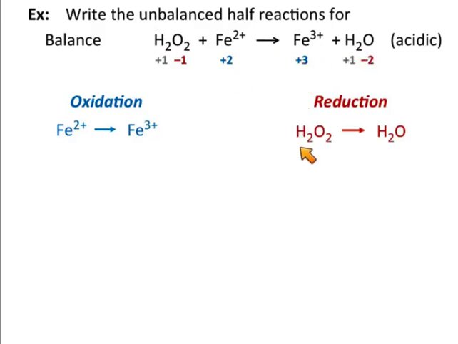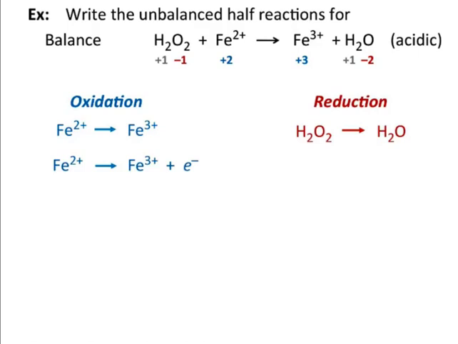Then the reduction half reaction, well, we have hydrogen peroxide, and then we have water, because the hydrogen's just coming along for the ride, the oxygen's going from -1 to -2. Now we can add electrons.